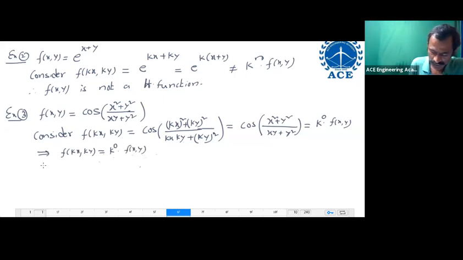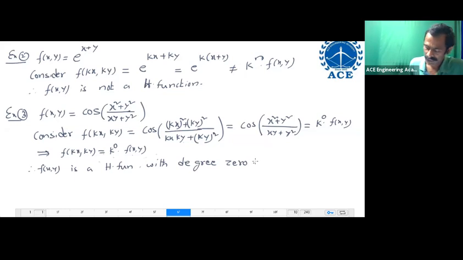Therefore, the function f of x comma y is a homogeneous function with a degree 0. Now, without checking this condition, using the condition of homogeneous, we can also directly say homogeneous or not, just by observation also. Now, I'll tell you that condition.